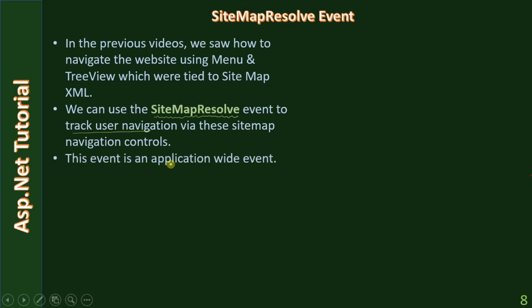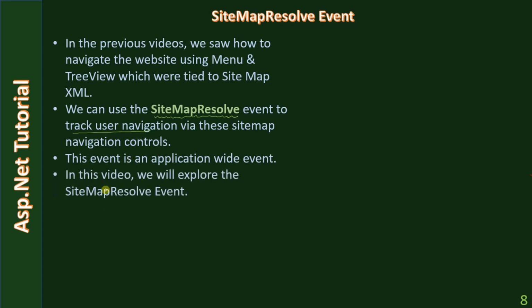This event is an application-wide event. Well, because here you are tracking the navigation. That means the navigation is from page to page, right? That's why this event will not go to a specific control or page. Since its event involves navigating from page to page, the event is a site level event.